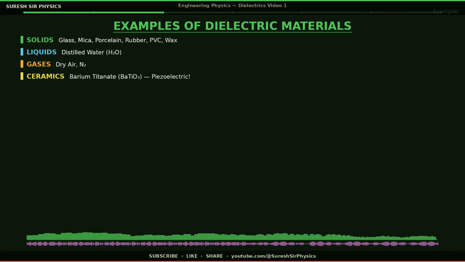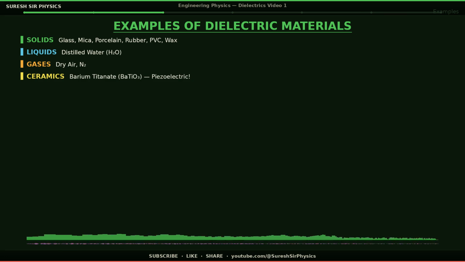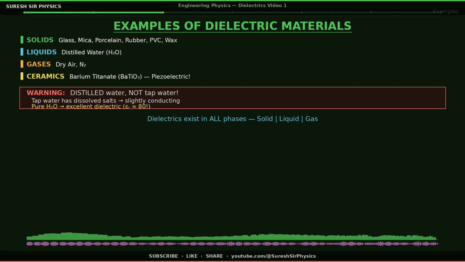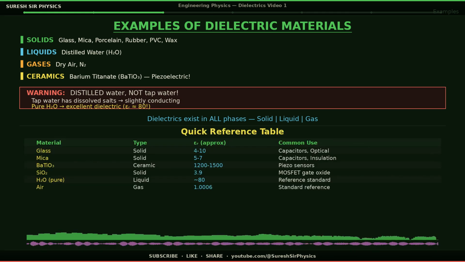Let me list some important examples. Glass, mica, porcelain, rubber, distilled water, wax, paper, plastics like polythene and PVC, and ceramic materials like barium titanate, BaTiO3. Notice that some of these are solids like glass and mica, some are liquids like distilled water, and gases like dry air also act as dielectrics. So dielectrics can be in any phase.